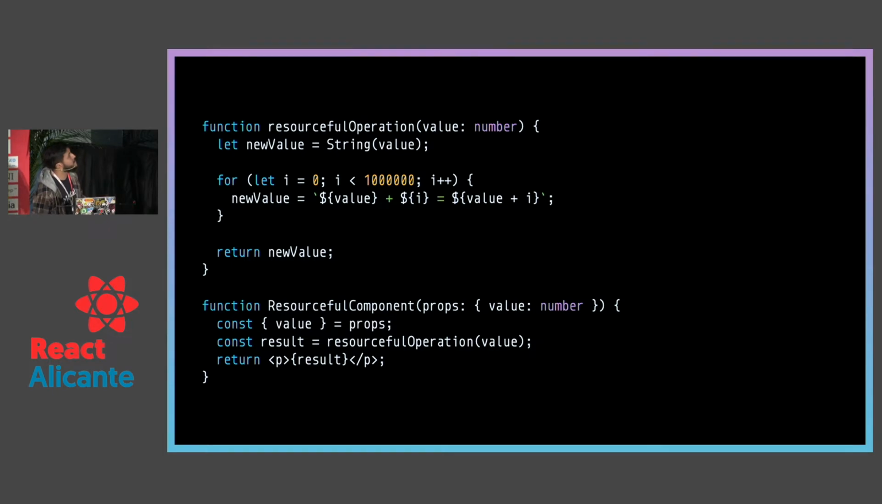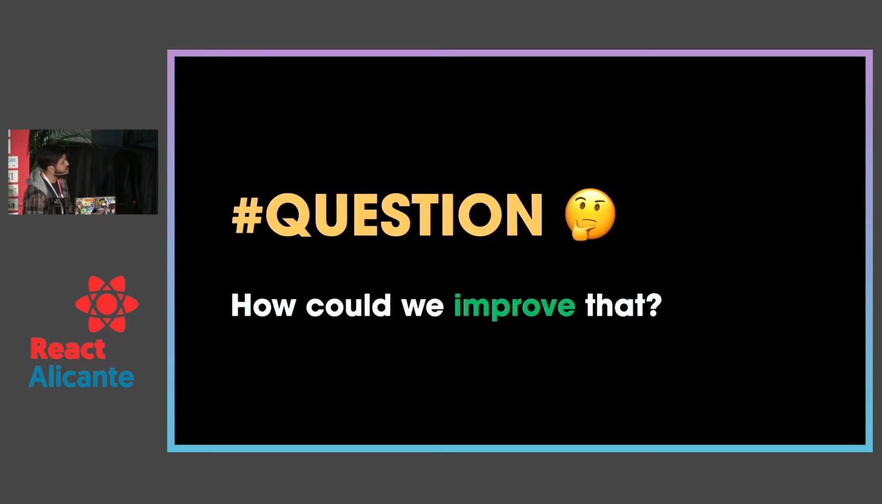And the code for that is basically this. So we have this resourceful component, and it's calling this resourceful operation. And the heavy stuff I'm doing is iterating up to 1 million. And you might think I wouldn't iterate up to 1 million in a component, but it could do other stuff like heavy data processing. So how could we improve that?